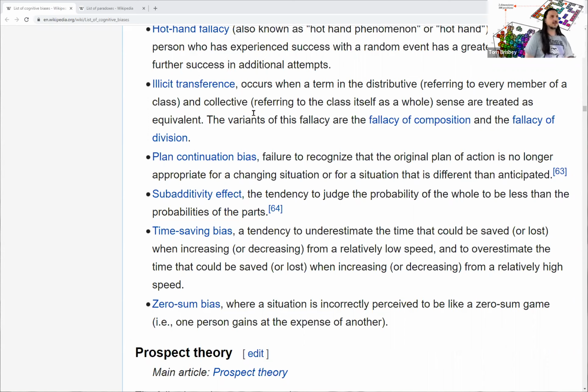It's wishful thinking. Zero-sum bias, where a situation is incorrectly perceived to be like a zero-sum game, meaning there's only a limited number of successes in the world.